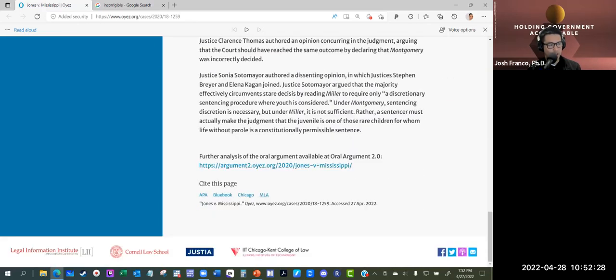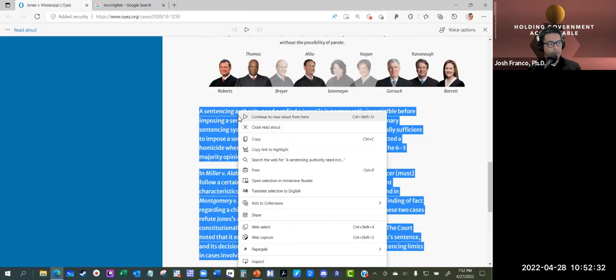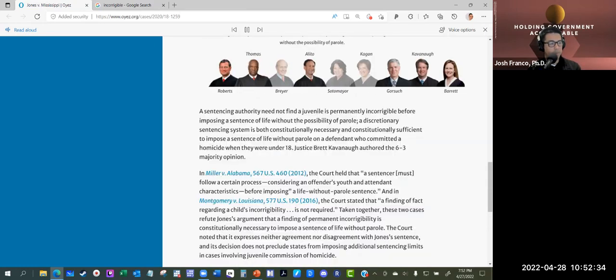So I'm gonna go ahead and have this read to us here. A sentencing authority need not find a juvenile is permanently incorrigible before imposing a sentence of life without the possibility of parole. A discretionary sentencing system is both constitutionally necessary and constitutionally sufficient to impose a sentence of life without parole on a defendant who committed a homicide when they were under 18. Justice Brett Kavanaugh authored the 6-3 majority opinion.